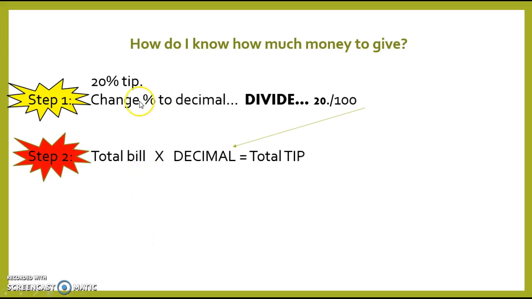Here's the process or the directions to follow. You're going to change your percent, in this case 20%, to a decimal by dividing it by 100. I'll show you how to do this in a minute. But here's the next step, step 2. You take your total bill times this decimal, and there is your total tip.